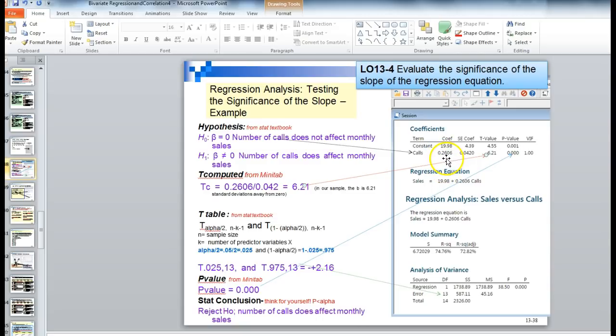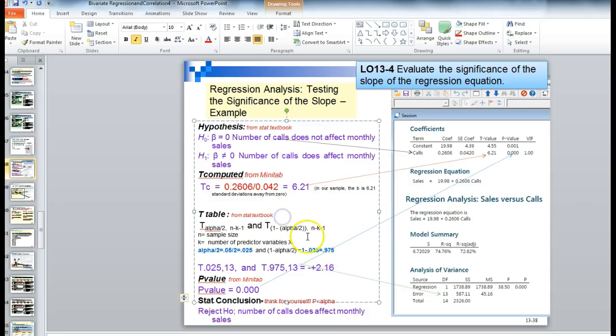So this is the coefficient 0.26 divided by 0.04, the standard error, and that is 6.21. So there's my test statistic. This is an equation that I will be asking you, so make sure you know that equation. This divided by this is going to be equal to this. And basically what that means is that for the sample, our beta is 6.21 standard deviations away from 0. That's a lot of standard deviations away from 0. So probably we'll reject and conclude that calls do affect sales because that beta is really far away from 0.